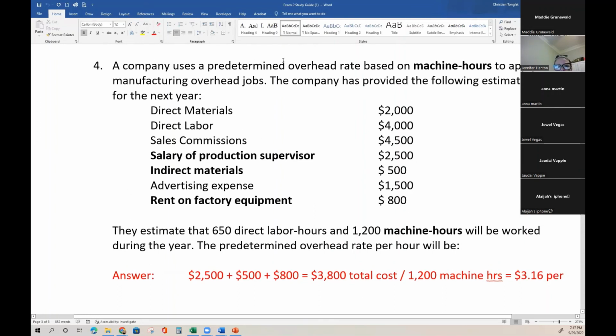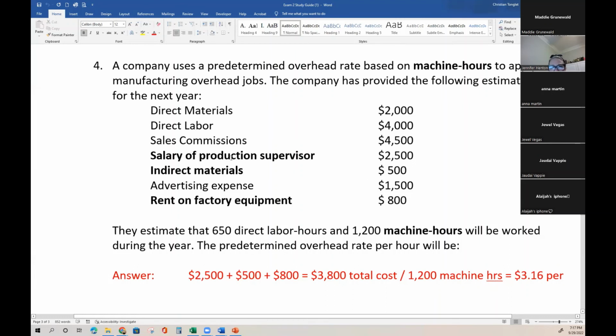So we're talking about predetermined overhead rates, and I'm saying machine hours to apply the overhead to jobs. The company has the following costs, and here's all of your information. They estimate 650 direct labor hours and 1,200 machine hours will be worked during the year. The predetermined overhead rate will be.